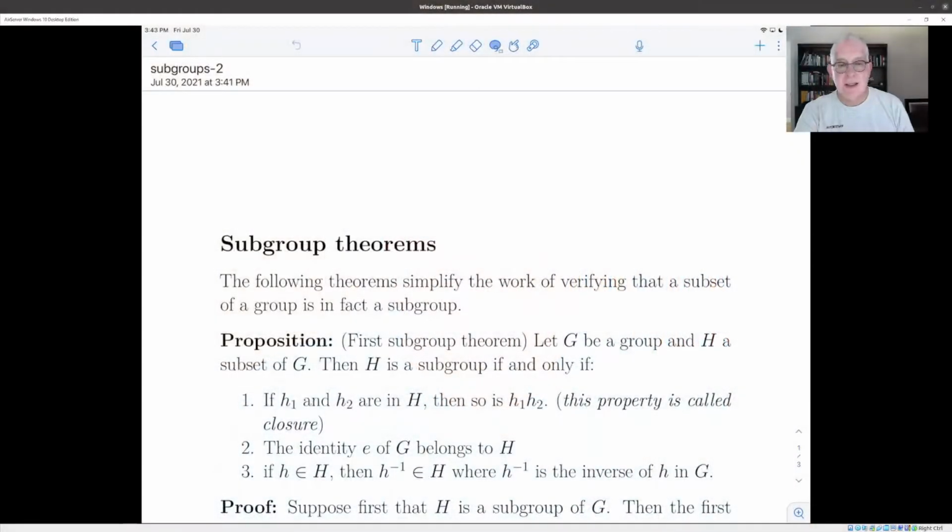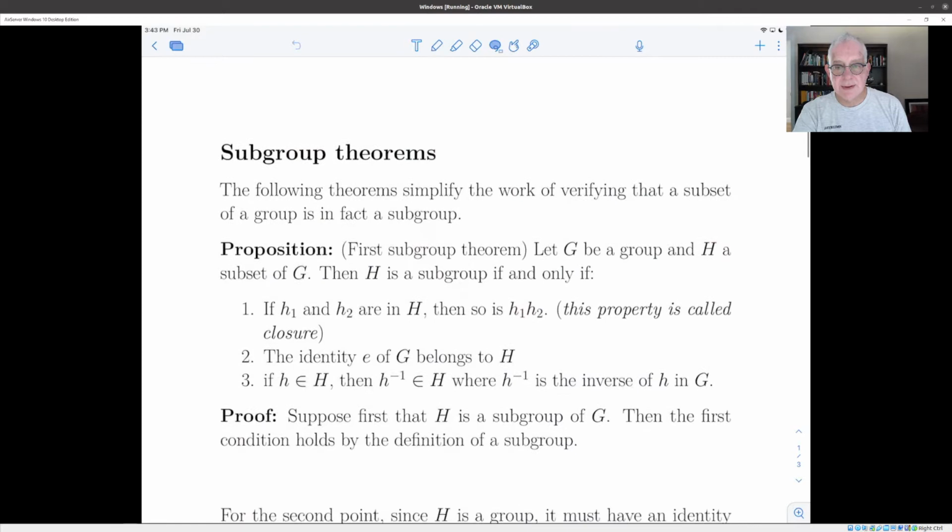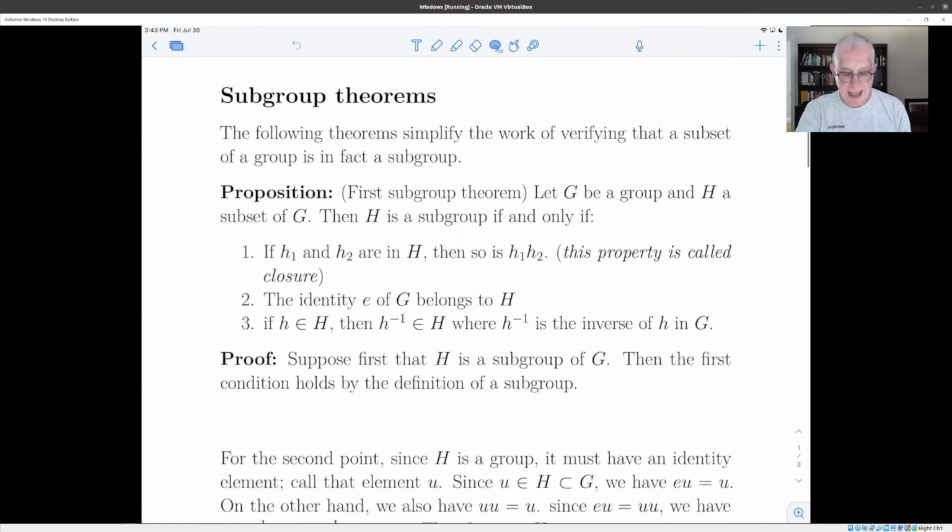So we have the general definition of a subgroup, and now we're going to try to simplify that by proving a couple of theorems which will make it easier to tell if a subset is a subgroup. So there are two theorems that we're going to look at. So let's start with the first one.